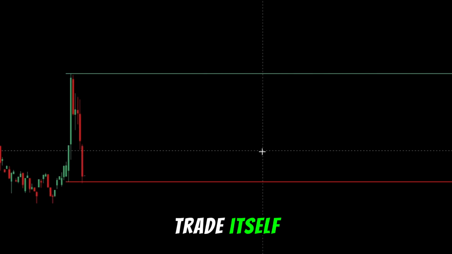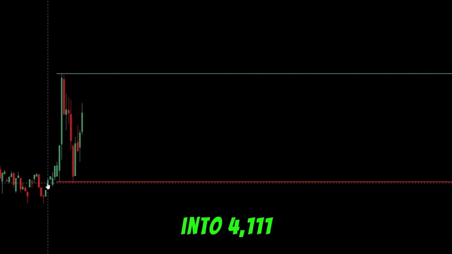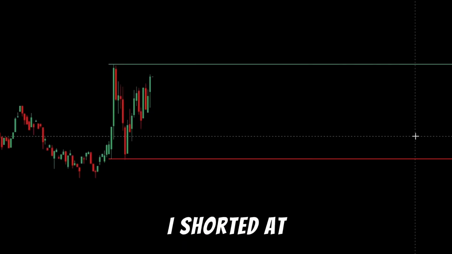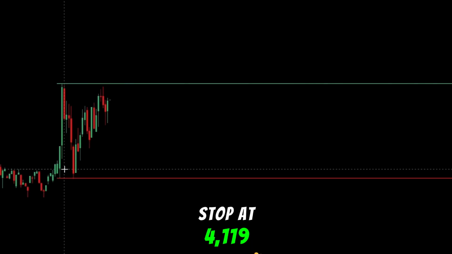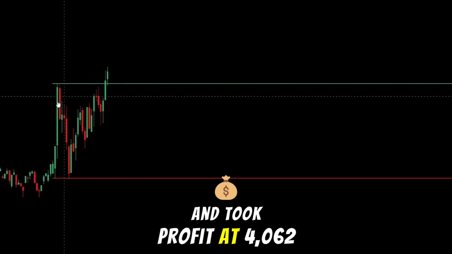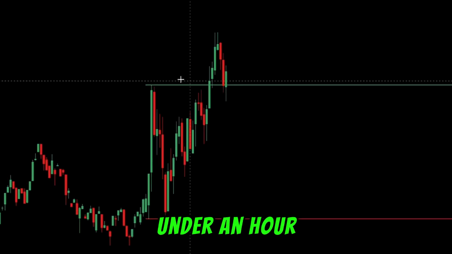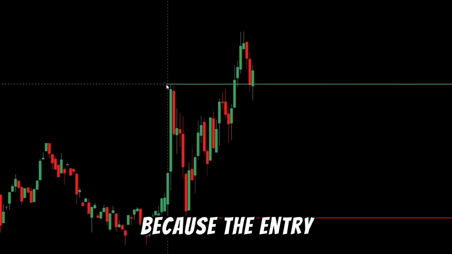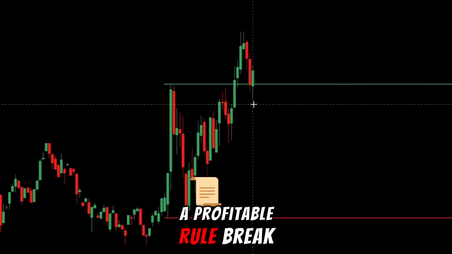The trade itself worked. Price pushed into 4,111, swept the previous high, closed back below. I shorted at 4,104 with a stop at 4,119, and took profit at 4,062. Green trade, under an hour, textbook screenshot. And it's still a 5 out of 10, because the entry was fine and the decision was not. Here's the thing about a profitable rule break.